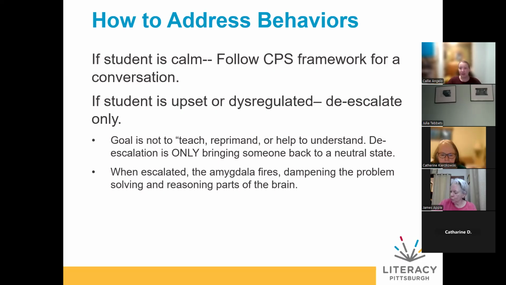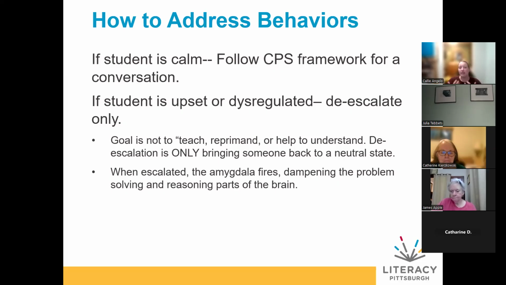However, if this behavior is happening and a student is dysregulated, meaning that a student is upset to a degree where they are unable to focus, having heightened emotions, make sure that you de-escalate first. And a note on de-escalation: when we are de-escalating, the goal is not to teach, reprimand, or to help understand. De-escalation is only about bringing someone back to a neutral state.